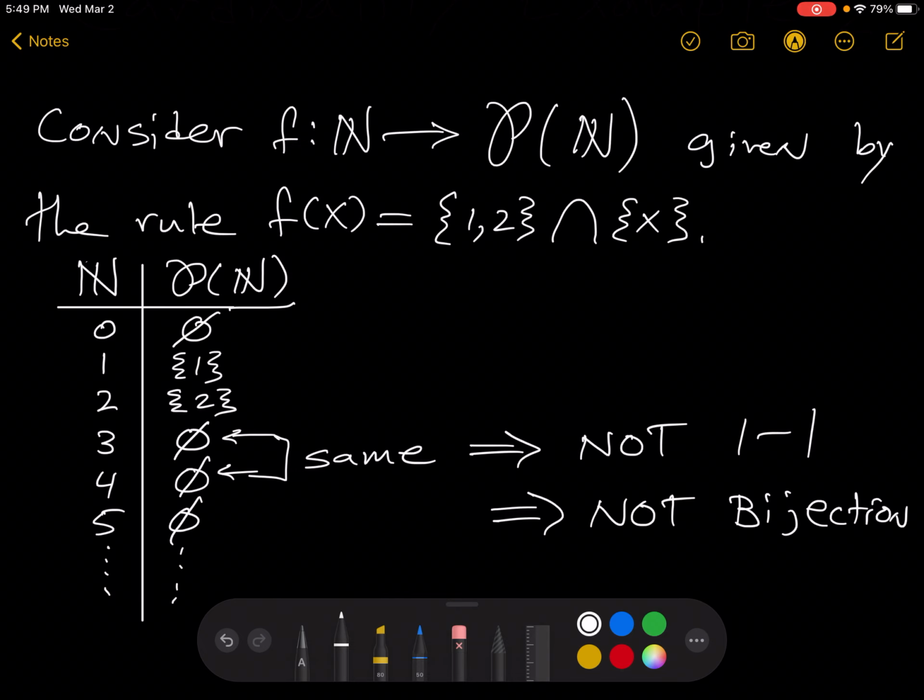And now let's determine if f is onto. Well, from the previous example, we know that no function from the natural numbers to the power set of the natural numbers is onto. And here we have a function from the natural numbers to the power set of the natural numbers. So we know immediately, without doing any work, that f is not onto.